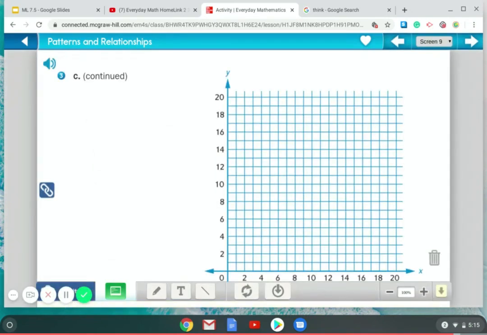And then once you're finished graphing them, you're going to go ahead and try and visualize what is taking place. What are the patterns that are taking place after you have graphed your coordinate pairs and you have drawn a straight line through those coordinate pairs.